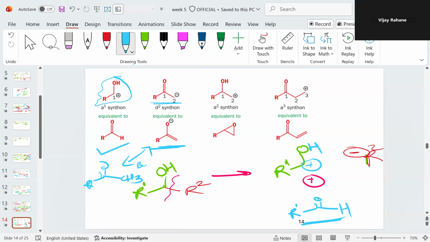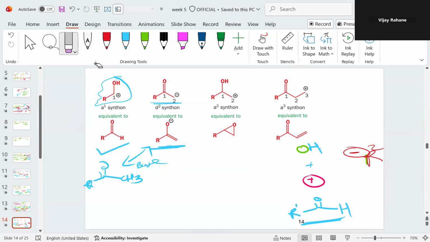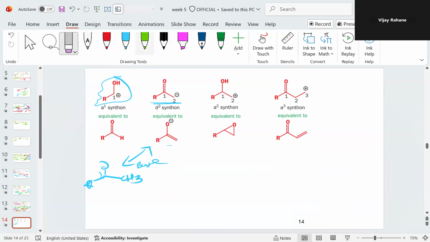This is just a base. In place of base, this one proton from this alpha position to the ketone can be abstracted, and we can get this enolate, which is the synthetic equivalent to this synthon.